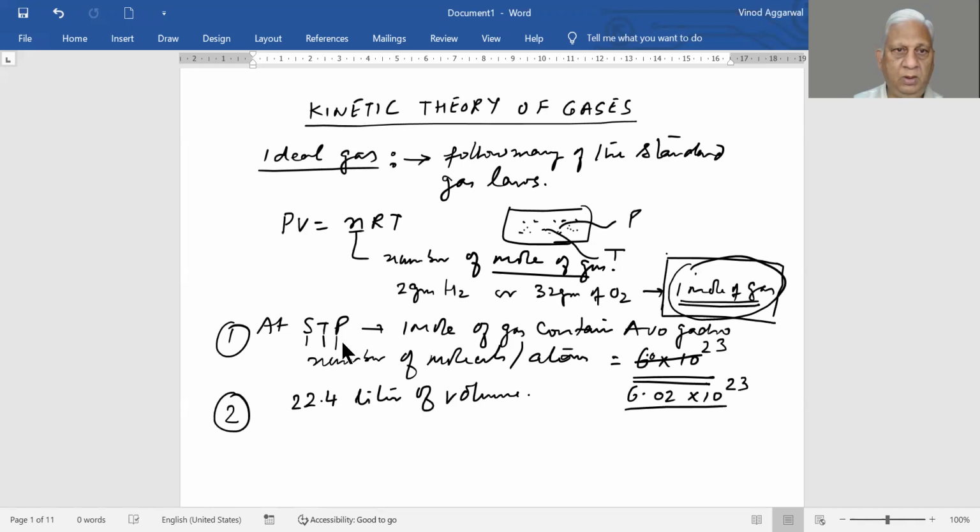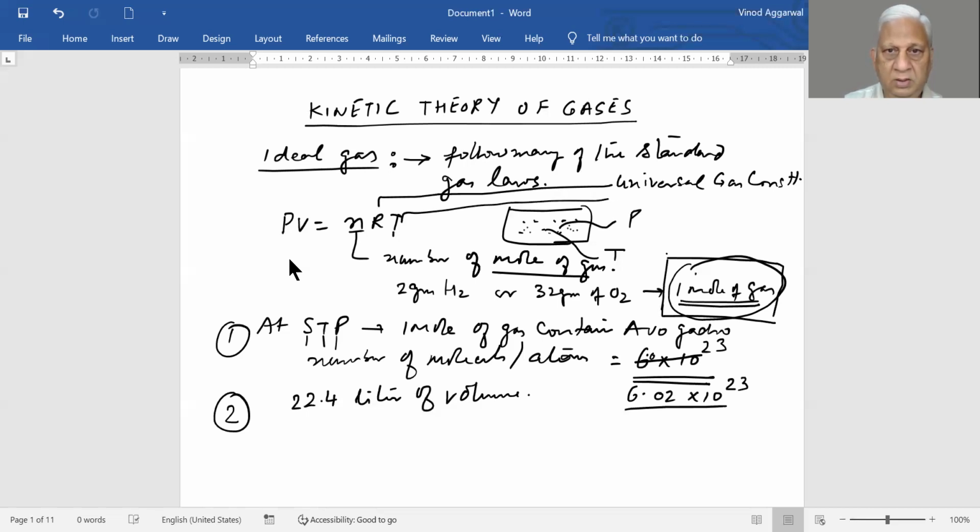So if we come back to this equation, let me define what is R. R is universal gas constant. It is a constant. T is absolute temperature.